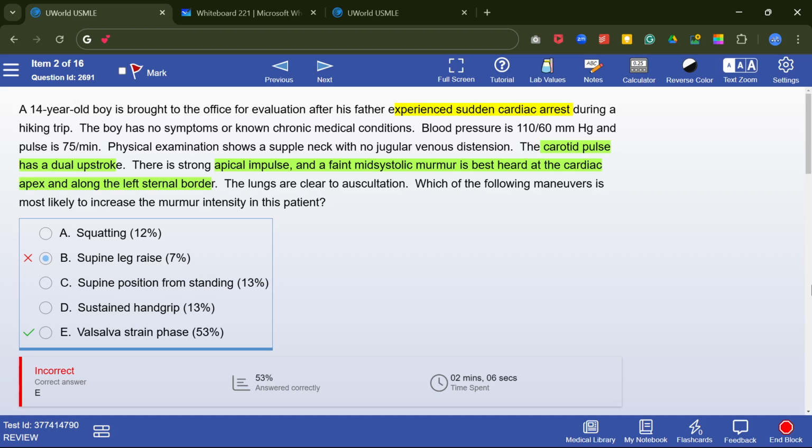There is a strong apical pulse and a faint mid-systolic murmur best heard at the cardiac apex and along the left sternal border. The lungs are clear. This young boy has a dual upstroke carotid pulse and a faint mid-systolic murmur at the cardiac apex, also along the left sternal border. Looks like HCM, hypertrophic cardiomyopathy.